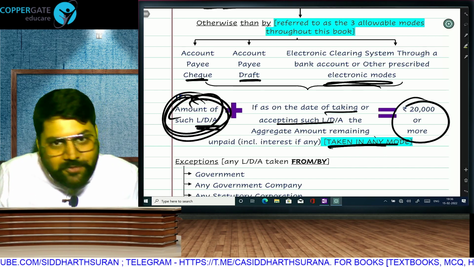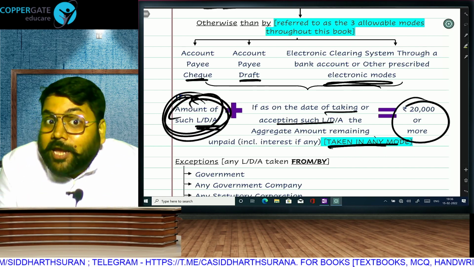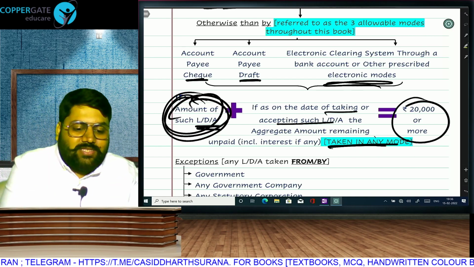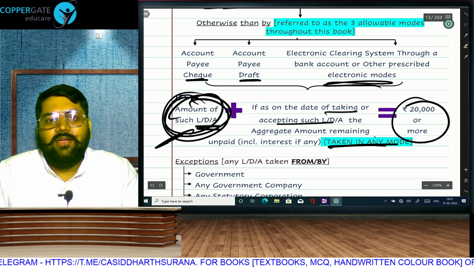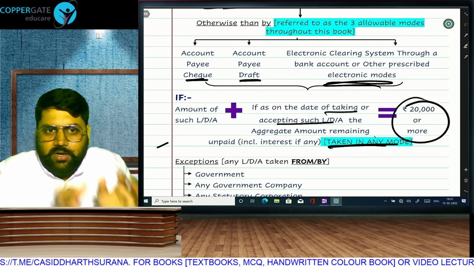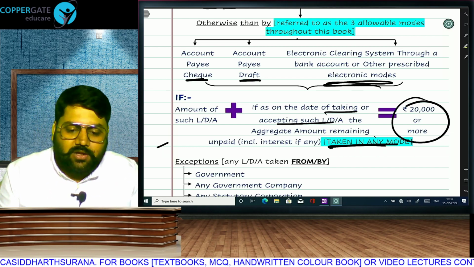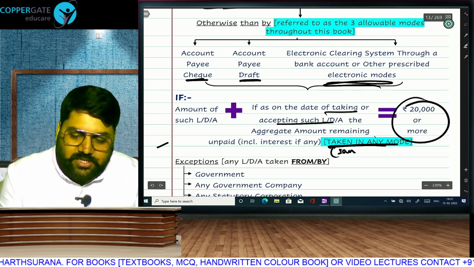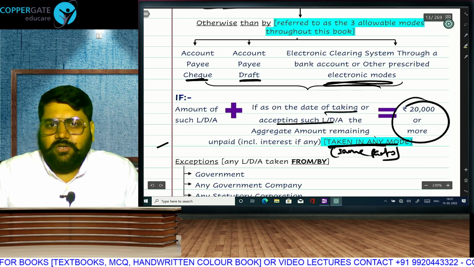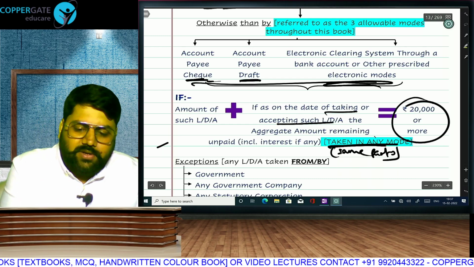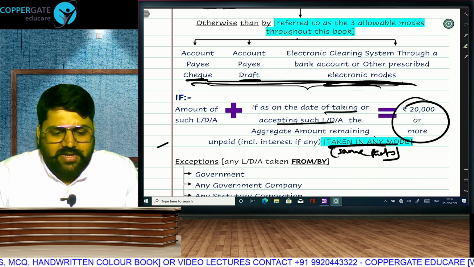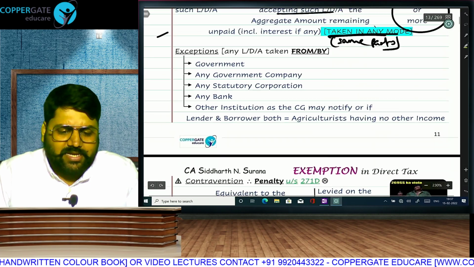If in the past there is already 15,000 and the total is coming to exactly 20,000, equal to is also covered here, then I cannot take cash. Then today's 5,000 has to be taken in the 3 allowable modes. If the current loan plus past outstanding of any mode, obviously of the same party, we are keeping the data party-wise, is 20,000 or more, then you have to take it in the 3 allowable modes, otherwise there will be a penalty on you.